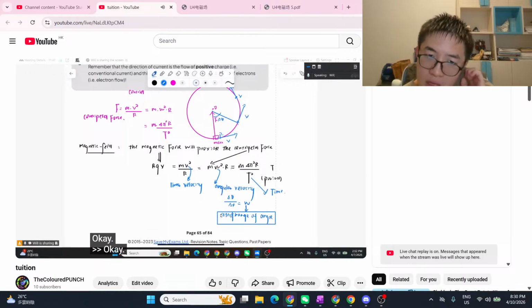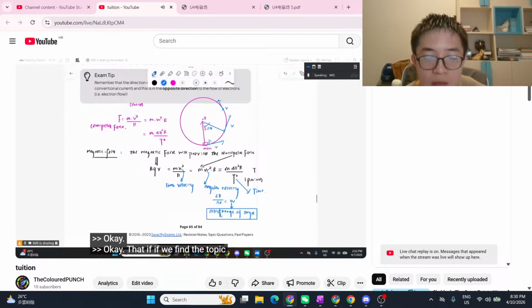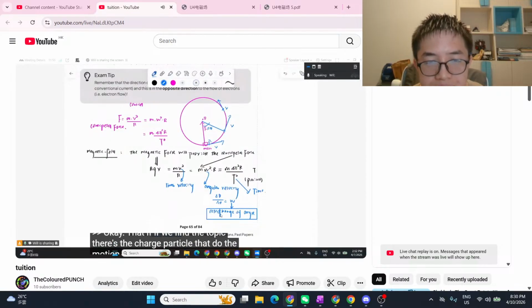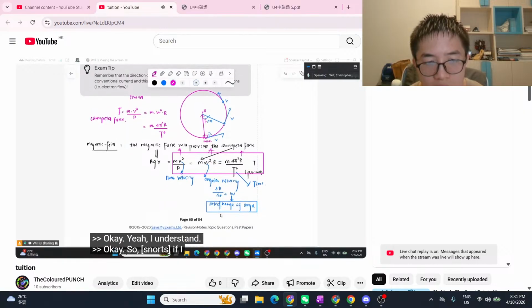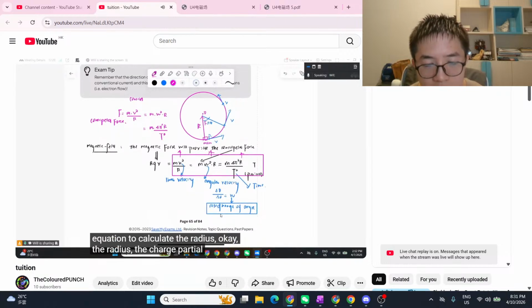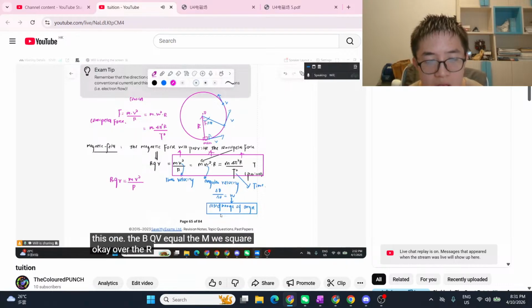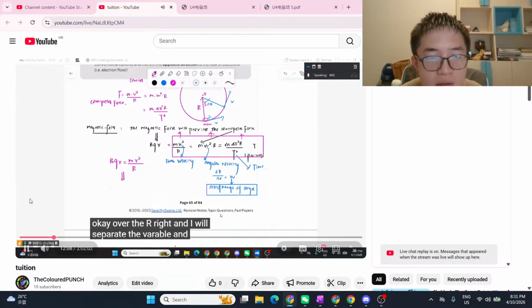If the topic involves a charged particle moving in a magnetic field, the magnetic force provides the centripetal force, and we choose one of these formulas. If I want to calculate the radius of the circular motion, we always use this one: BQV equals m v squared over r. I will separate the variable, so r equals what?